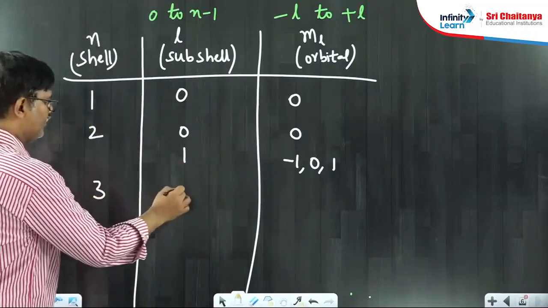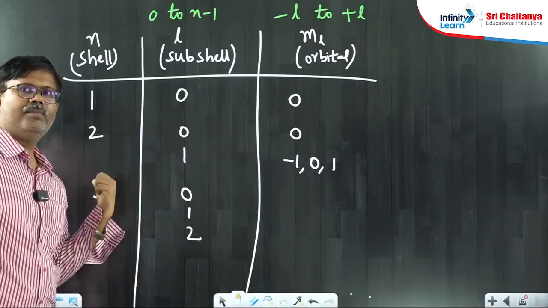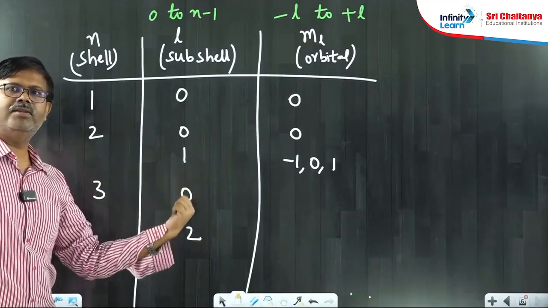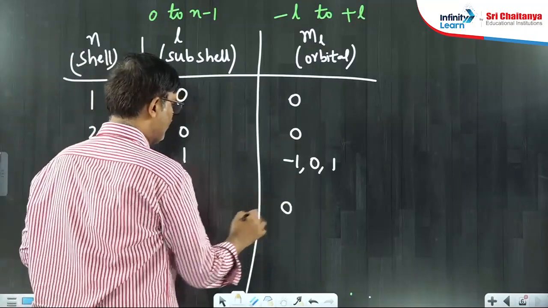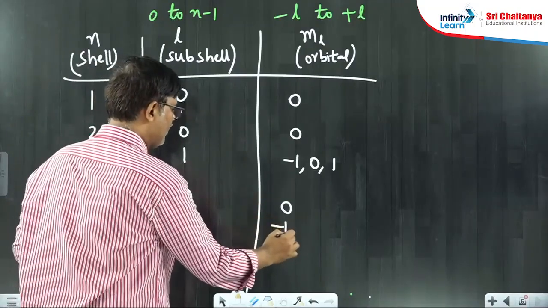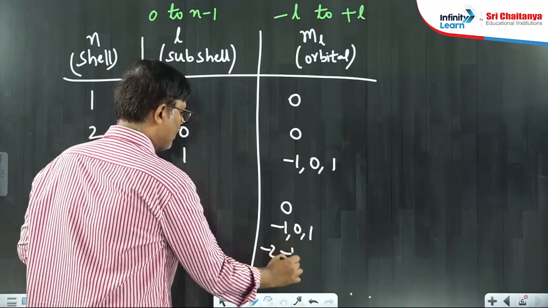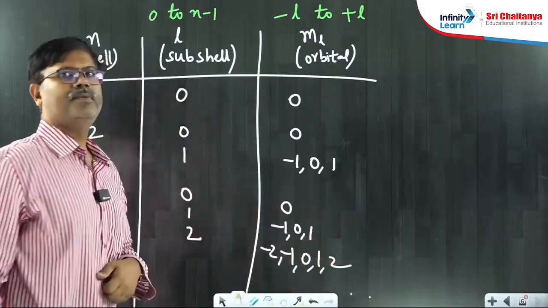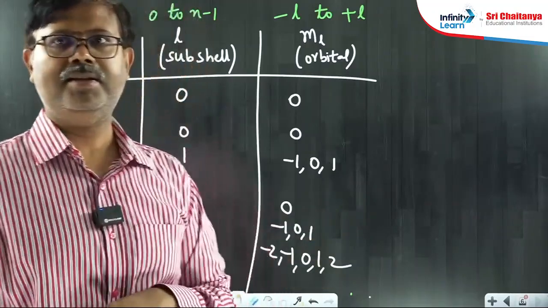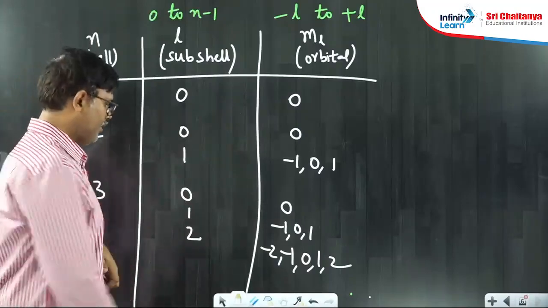Next, n is 3: L is 0, 1, 2. Because n minus 1 is 2, so start with 0, end with 2. For 0, only 0 will be there. For 1, minus 1, 0, 1. For 2, minus 2, minus 1, 0, 1, 2. These are the orbitals present in that subshell. So like this, we keep on going.